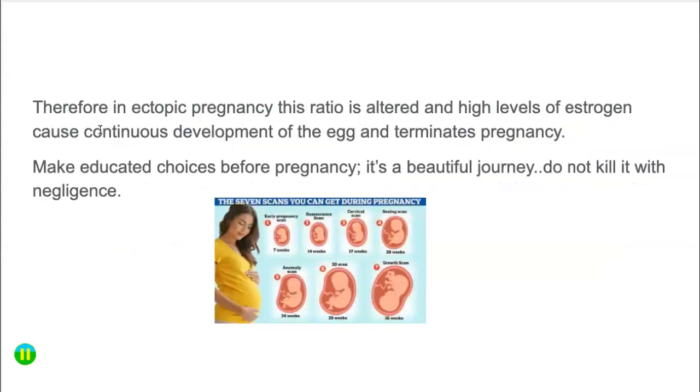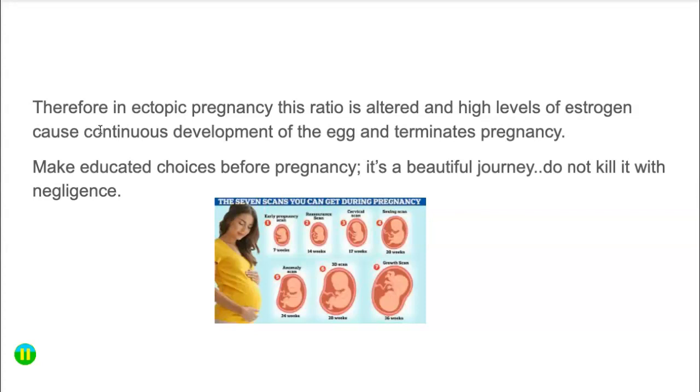Therefore, in ectopic pregnancy, this ratio is altered, and high levels of estrogen cause continuous development of the egg and it terminates pregnancy. Simple as that. It'll just terminate pregnancy, and we really do not want pregnancy to be terminated. If you really want to be a mother or a father, we have to take care. So in short here, friends, we have to make educated choices before we get pregnant. During pregnancy also, it just doesn't end till you get pregnant. It also continues during the course of pregnancy.